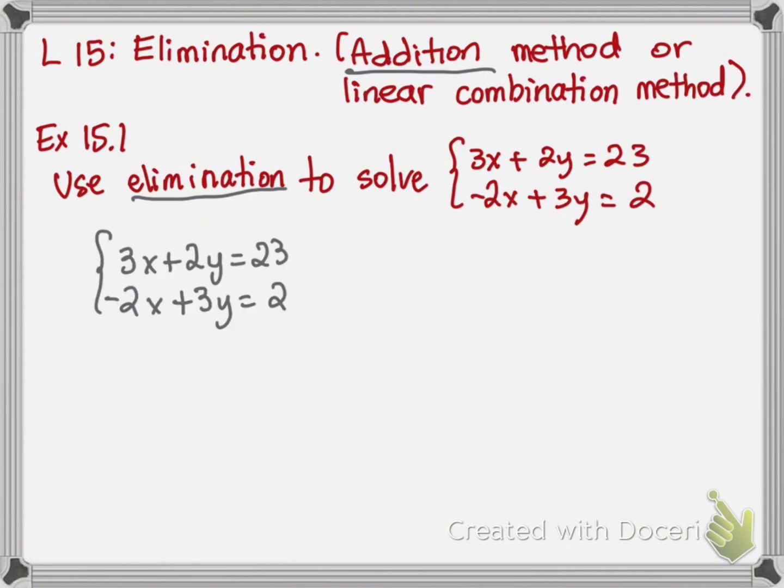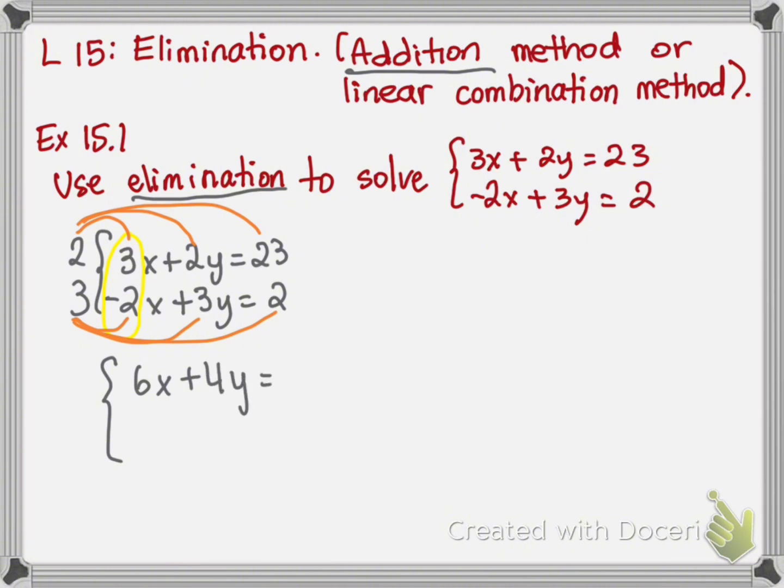So in this case, if I want to get rid of the X, I need to look for the least common multiple for 3 and -2, which in this case is 6. So I need to multiply the 3 times 2 and the -2 times 3. Now if I do that, I'm going to multiply all of the numbers times all of the terms, both on the top and also on the bottom. So in that case, we're going to have 6x plus 4y equals 46. And then on the bottom, I'm going to have -6x plus 9y equals 6.